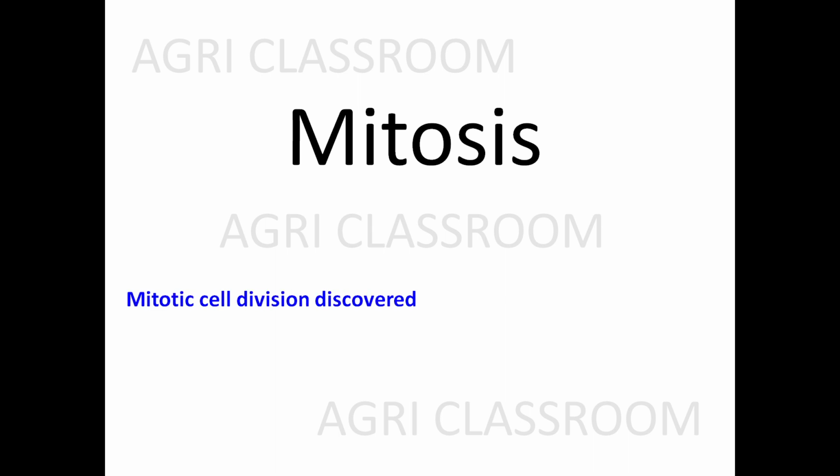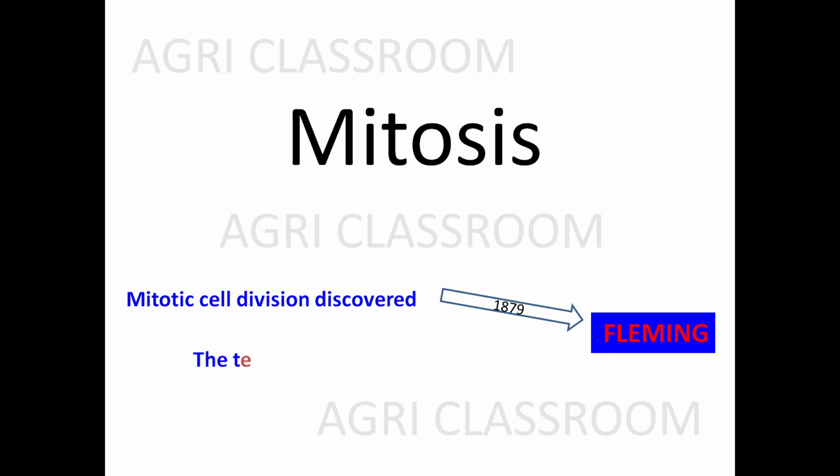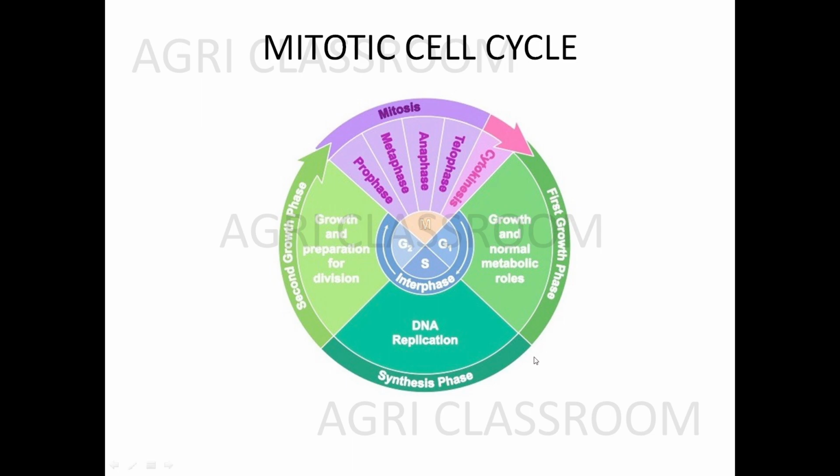Mitosis. Mitotic cell division was discovered by Fleming in 1879. The term was first used also by Fleming in 1882. Here we see the mitotic cell cycle. It contains four main stages. Those are G1 phase, S phase, G2 phase, M phase.